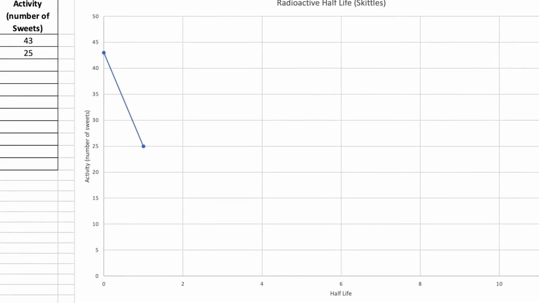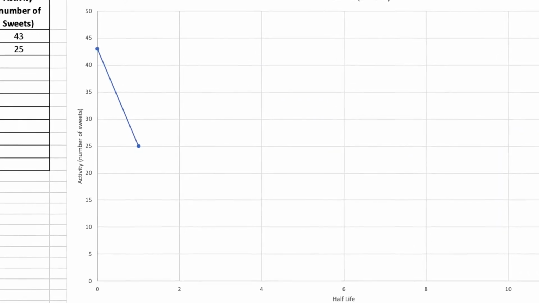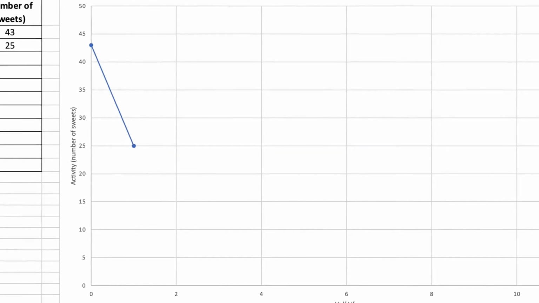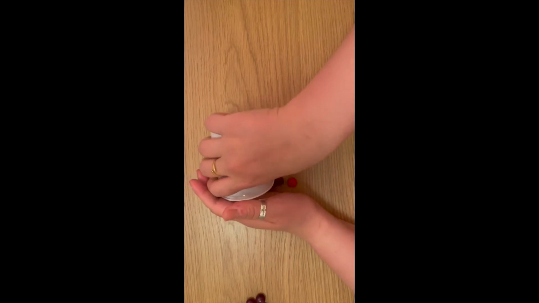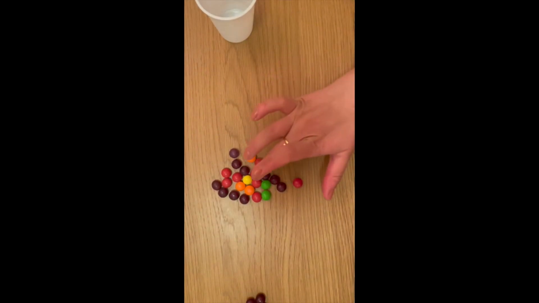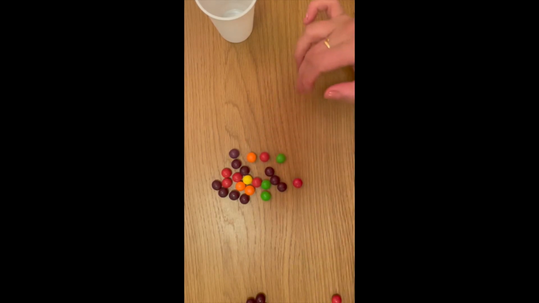The reason it's not exactly half is because radioactive decay is a probability, so we can estimate the numbers that will decay, but we can't say exactly. So again, we need to put the Skittles back into the cup, shake them for another 5 seconds and pour them out to represent a second half-life. Again, remove the decayed Skittles and record the number of active Skittles remaining in the table.